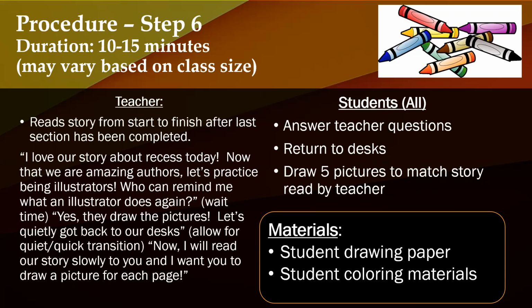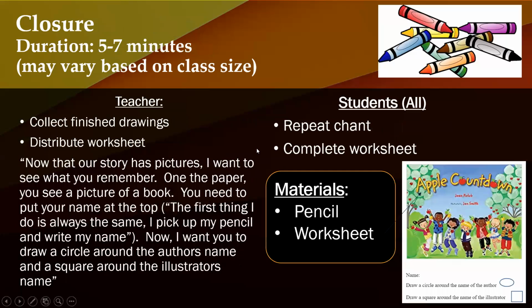Allowing and waiting for them to respond. Yes, they draw the pictures. Let's quietly go back to our desks, allowing for a quiet and quick transition. Now, I will read our story slowly to you, and I want you to draw a picture for each page. So students are going to be sitting back at their seats, and they're going to have a piece of paper that can be pre-passed out while they were out of the room at recess. You can have a helper pass it out during this transition, however you'd like to handle that in your classroom. And then they'll need their coloring materials, whether they have individual or group ones, depending on how you're seated. This could take about 10 to 15 minutes or even longer. They just draw basic ones and go back and color them later.